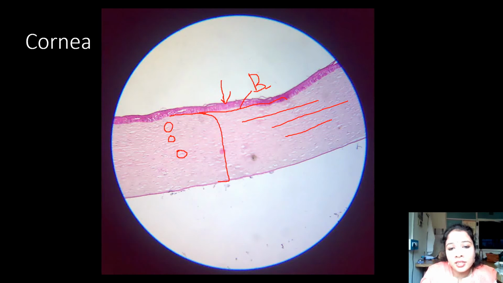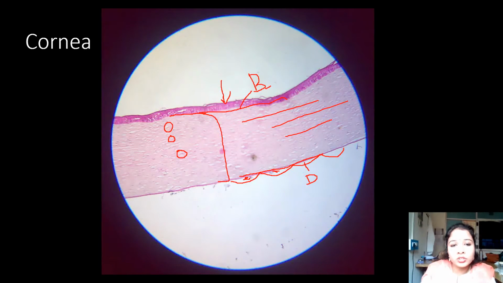Deep to this, again there is a layer of basement membrane which is called the inner limiting membrane, also called Descemet's membrane. D comes later, Descemet's membrane, over which there is a thin layer of squamous cells or endothelial cells, with flat nuclei. So these are the 5 layers of cornea.